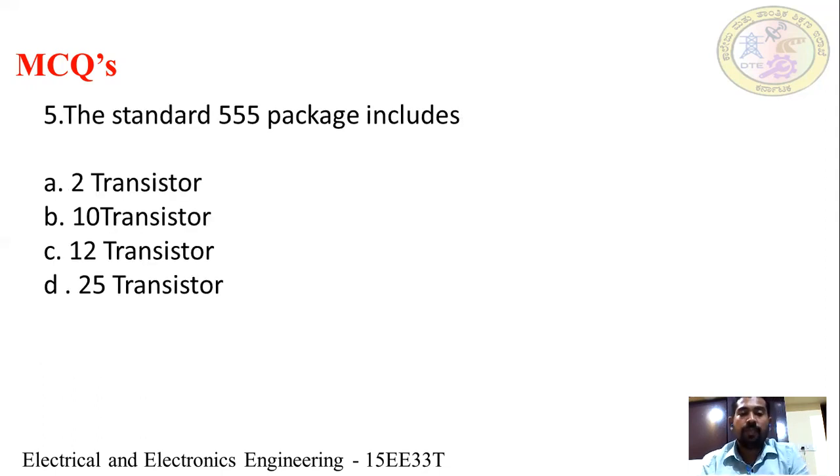And the last question. The standard 555 package includes: option A 2 transistors, option B 10 transistors, option C 12 transistors, option D 25 transistors. Let's check the answer. Option D, that is 25 transistors.